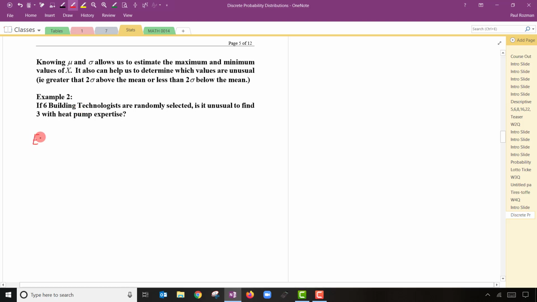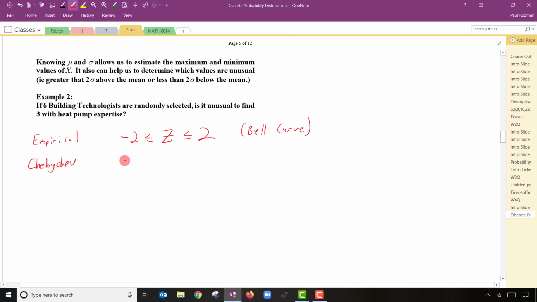If we use the empirical rule, we would say we'd go from minus 2 up to 2 for our z-scores when we had bell curves. And when we had something that wasn't a bell curve, we used Chebyshev.